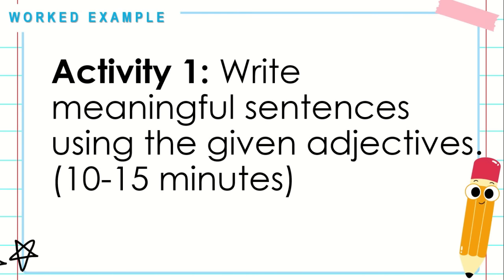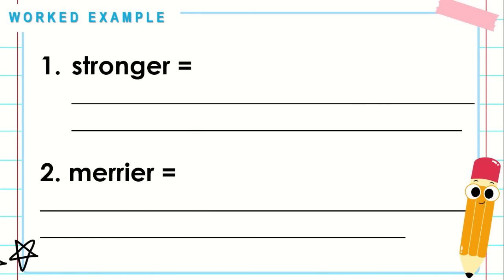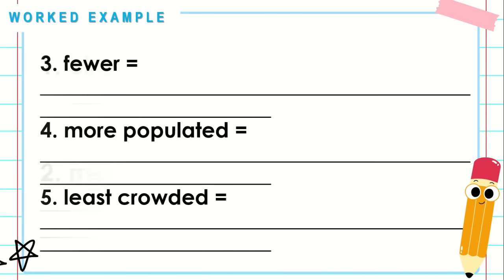Write meaningful sentences using the given adjectives. It is good for 10 to 15 minutes. Here are the adjectives. For number 1, stronger. 2, merrier. Number 3, fewer. Number 4, more populated. Number 5, least crowded.